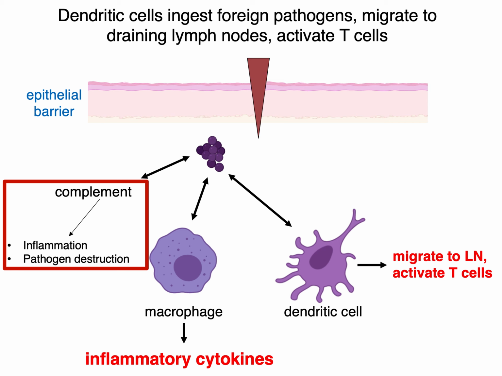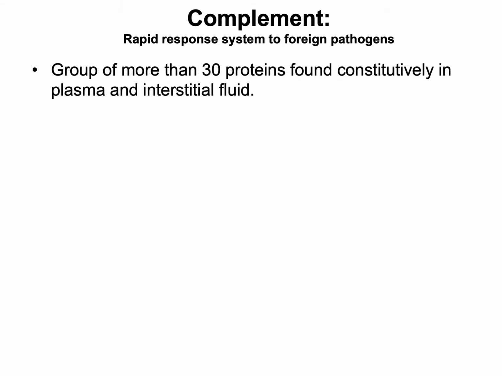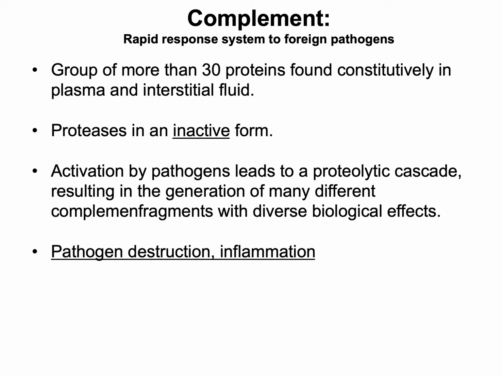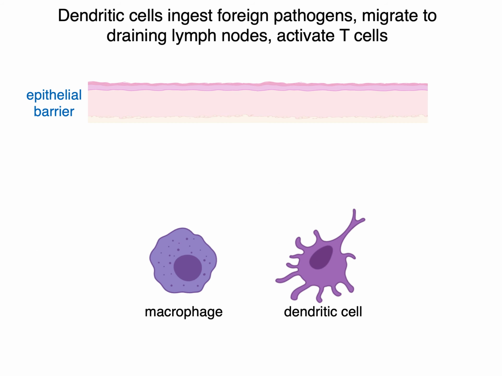Okay, so let's talk about complement for just a moment. Complement is a rapid response system to foreign pathogens. It's a group of more than 30 proteins that are constitutively in the plasma. These are proteases, and they circulate in an inactive form, but when they are exposed to a pathogen, they become active. This leads to a proteolytic cascade, leading to the generation of many different fragments that have diverse biological effects. And among these effects are destruction of the pathogen and induction of inflammation. Okay, so complement fragments are playing an important role in driving inflammation within this environment.